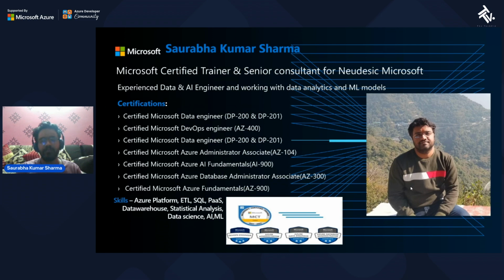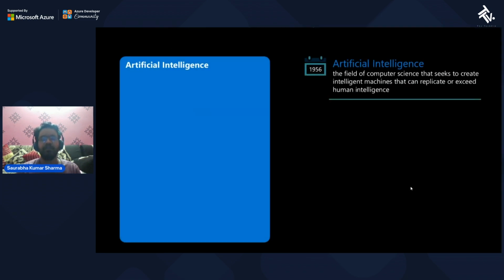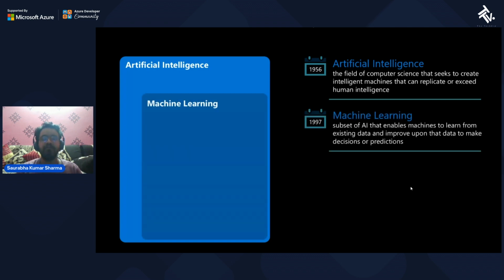Let me start the topic with a brief introduction about machine learning. Artificial intelligence started in 1956. That field is commonly called creating an intelligent machine that can replicate or exceed human intelligence. After that, in 1997, a subset of AI was enabled, a term called machine learning. It's a sub part of artificial intelligence that makes decisions and predictions based on our data, process and thoughts.